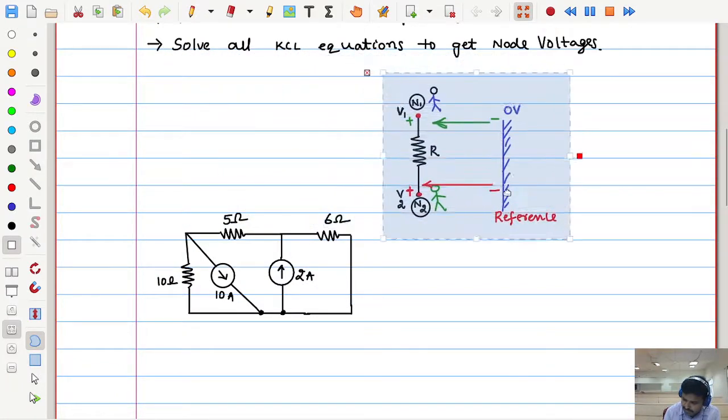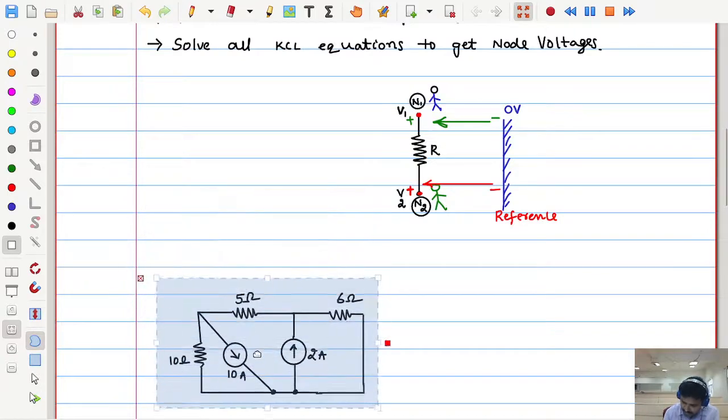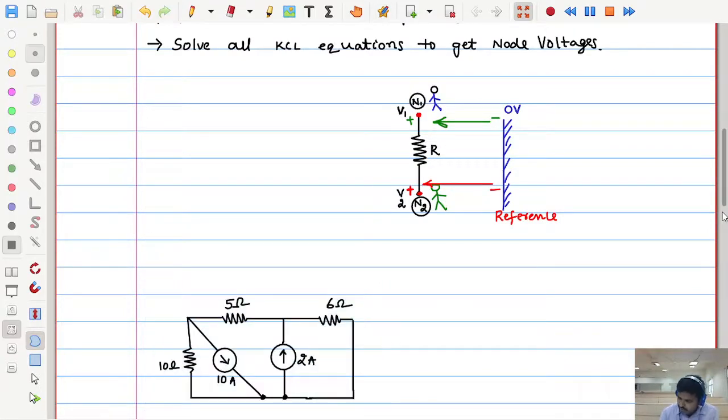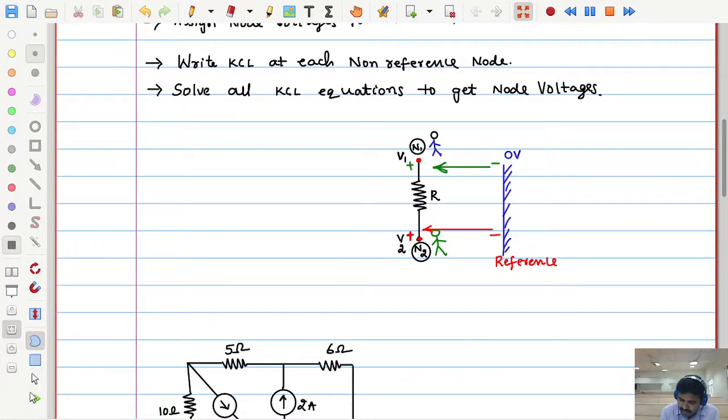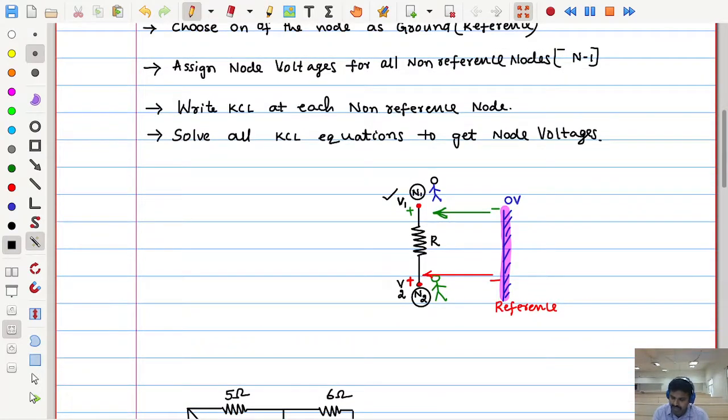Right? So now see here, as I told you, we would like to write down Kirchhoff's current law at each non-reference node. So let us assume that this is a simple diagram. This entire thing is a node, which might be the reference node, whose voltage is 0. Next, if this node is N1, then I am assuming at this node V1 is there. That is the meaning of assigned node voltages.